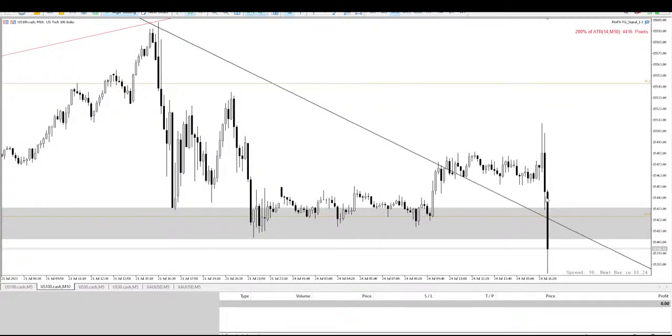Now, if we do get a break back up from this level, like a nice rejection, we may be looking to go long.